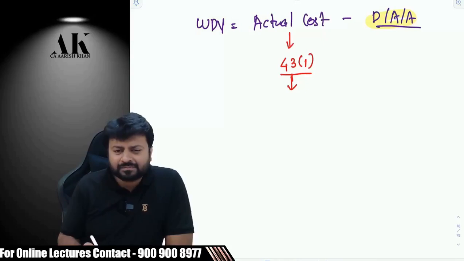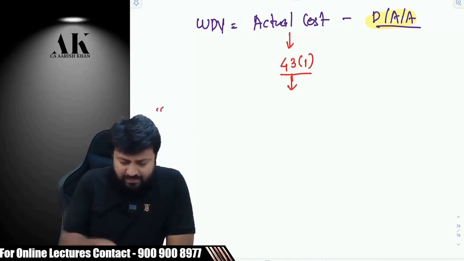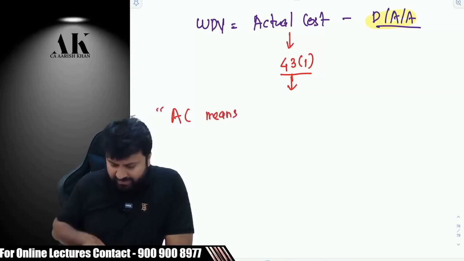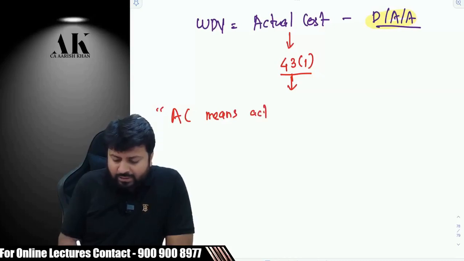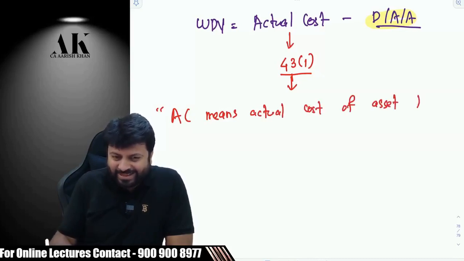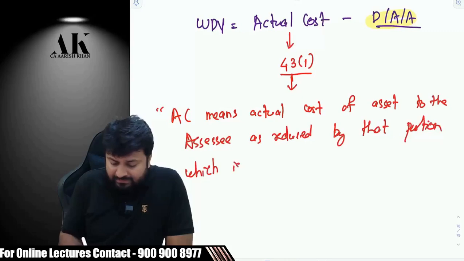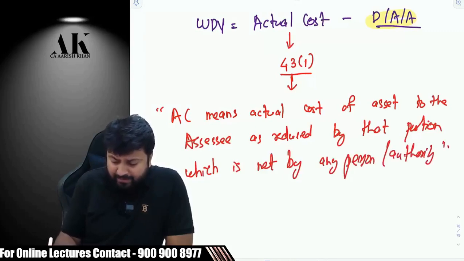Shall I speak the definition of actual cost? Actual cost means, it's a very vague kind of definition. It will appear to be very vague. Actual cost means actual cost of the asset to the assessee, as reduced by that portion which is met by any person or authority. Let me write it once.